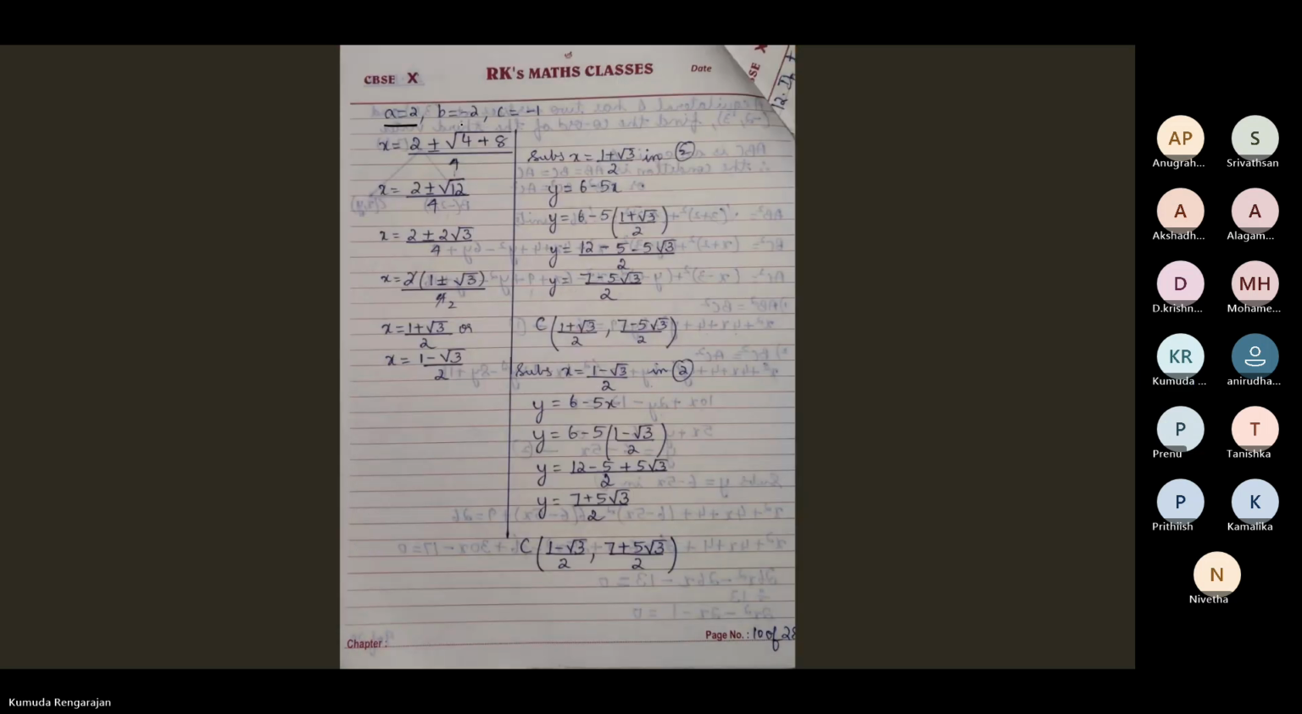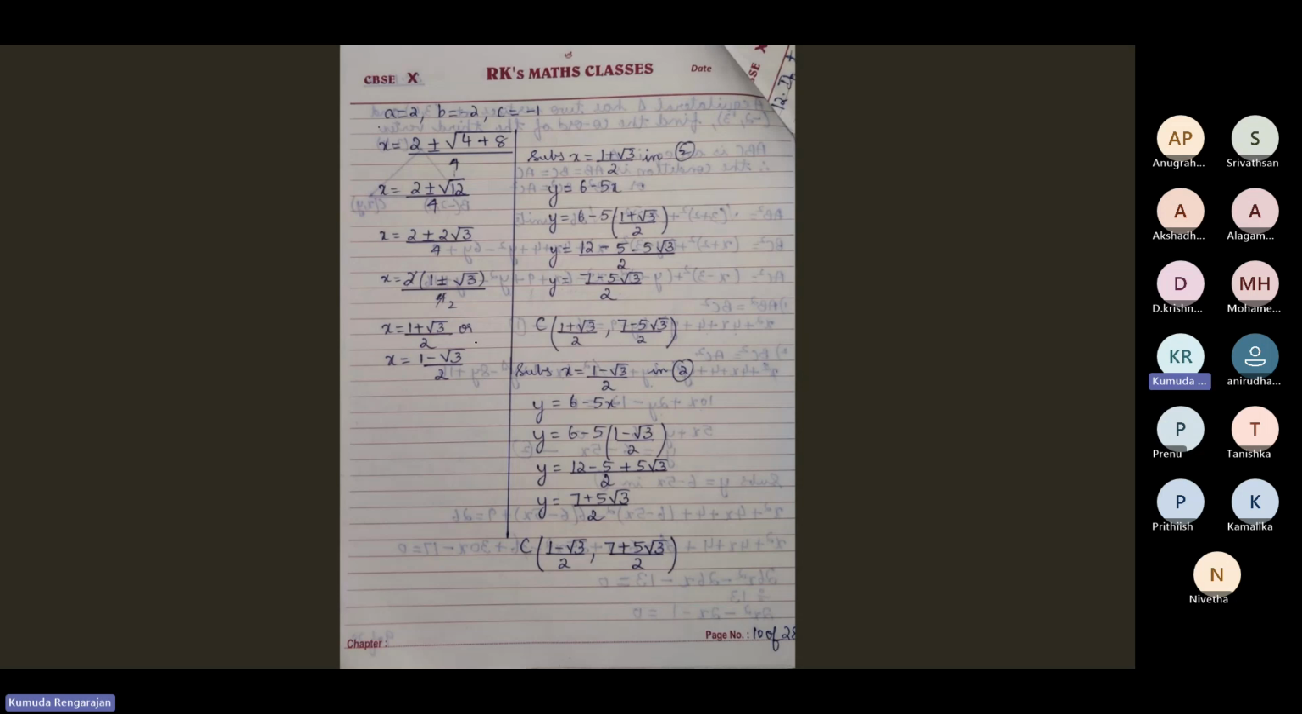So a is 2, b is -2, and c is -1. The quadratic formula: x is equal to minus b plus or minus root of b square minus 4ac by 2a. See why? Because we were unable to split the middle term. We were unable to guess the two numbers to split the middle term. So we don't spend time. Quadratic formula.